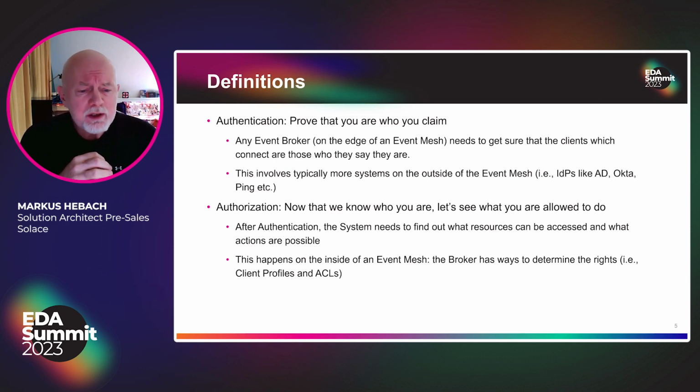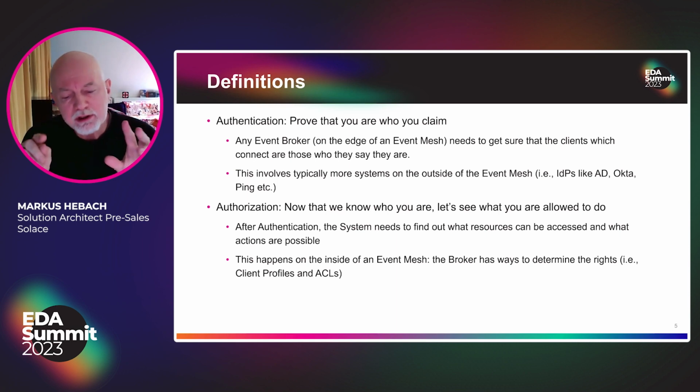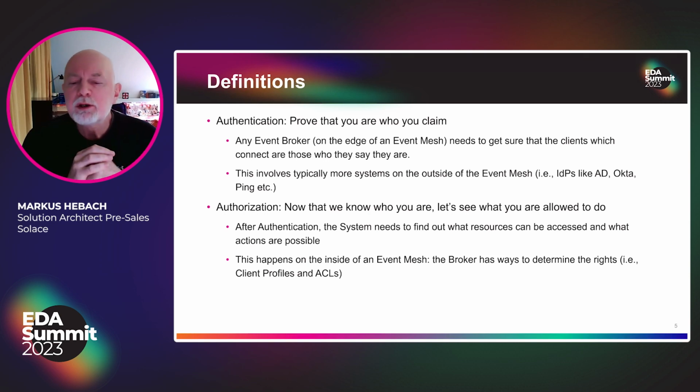And authorization is basically, now that we know who you are, let's see what you're allowed to do. So we look at a list: Markus can publish to a queue or subscribe to a topic. That is basically happening after authentication, and the system finds that out in several different technical ways. And this happens basically here in my presentation, the idea of what happens inside the event mesh from a broker perspective.